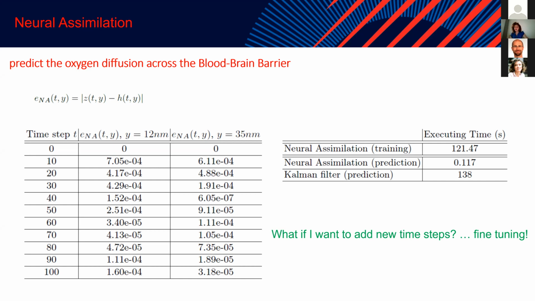So if you implement your network in a way that you can just adjust the network, then it's not a problem. You don't have to retrain the network from scratch. You can just adjust the network, adding new time steps.